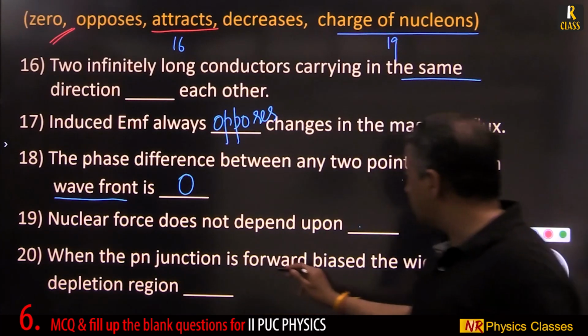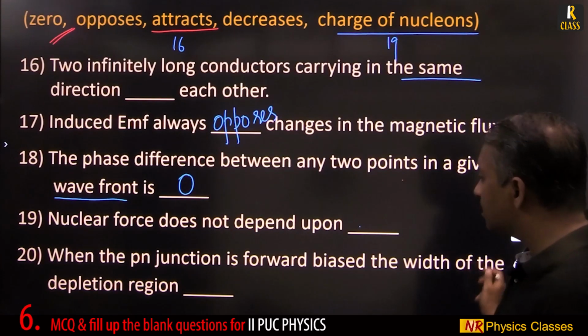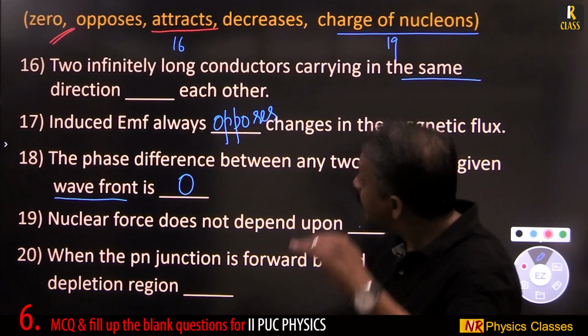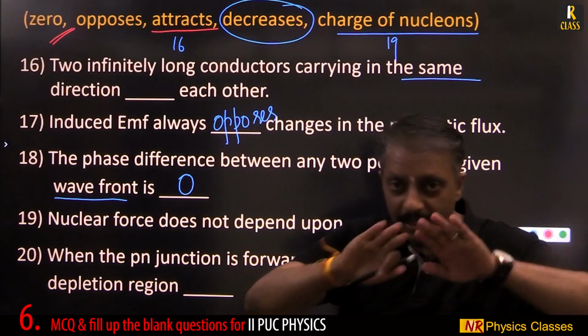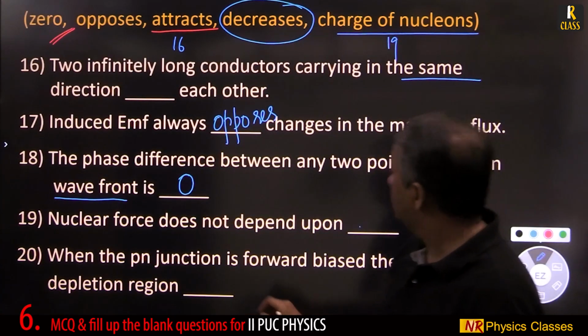When the PN junction diode is forward biased, the width of the depletion region decreases. In forward bias, it decreases. In reverse bias, the width increases.